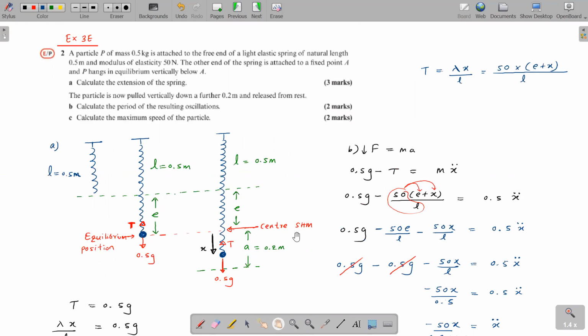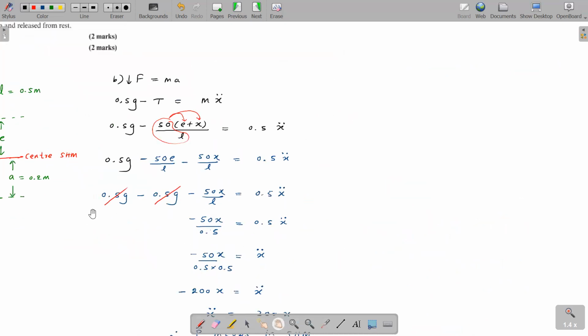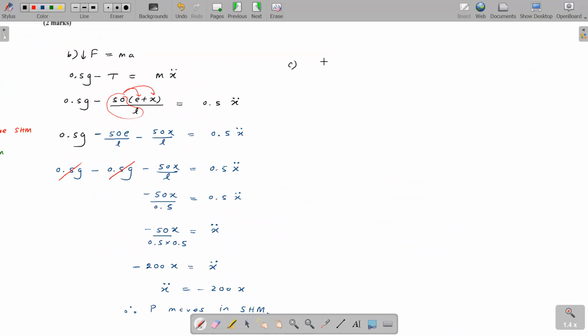Part C, calculate the maximum speed. Where do we always get the maximum speed in SHM? Vmax is always achieved at the center. So how do you get the maximum speed in the equation? The x value here is 0. So all we have to do to get the maximum speed is use v squared equals omega squared times a squared minus x squared. Do you agree?